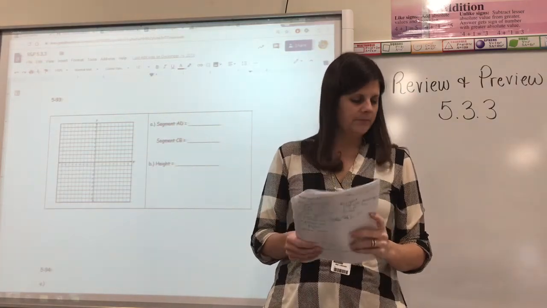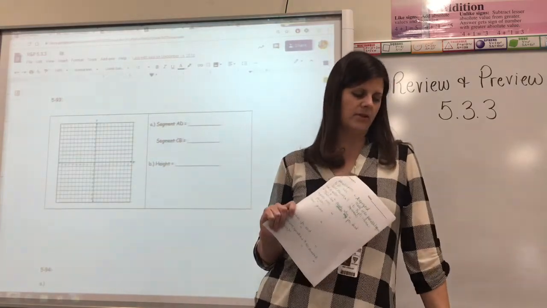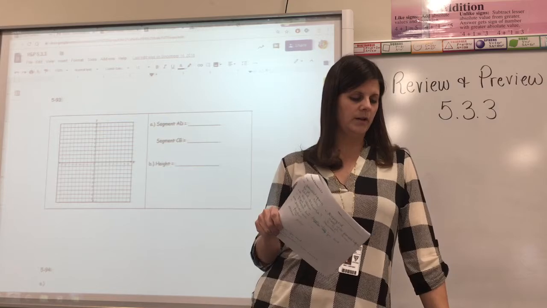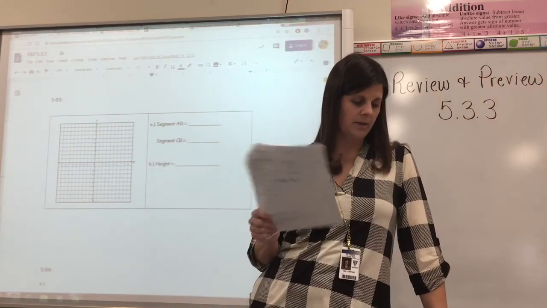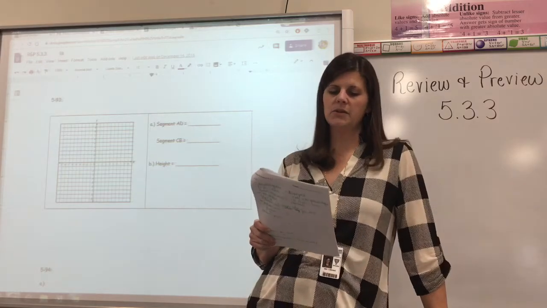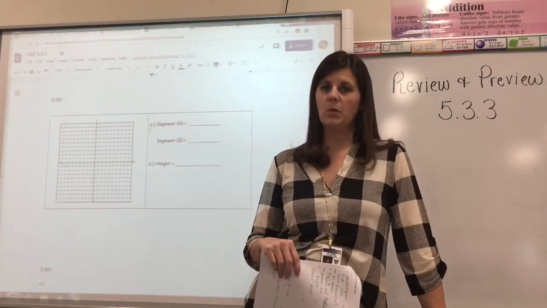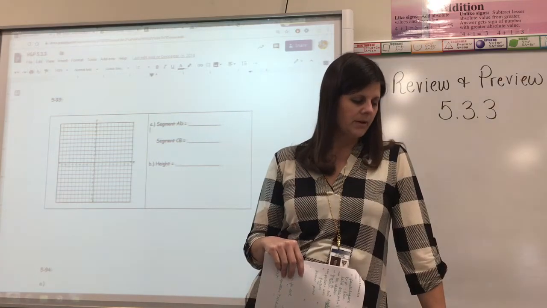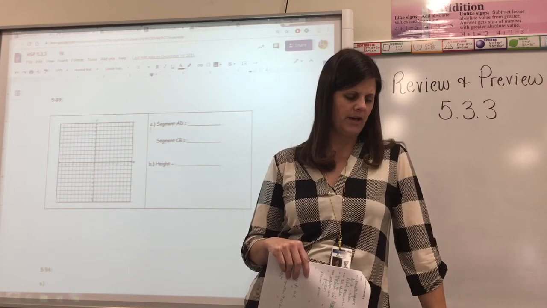On 94, it says, as an example, for 7, the first four multiples of 7 are 7, 14, 21, and 28. Using this example, we are in part A coming up with the first 6 multiples of 9. For part B, the first 6 multiples of 12. Then for part C, what's the least common multiple for both 9 and 12?